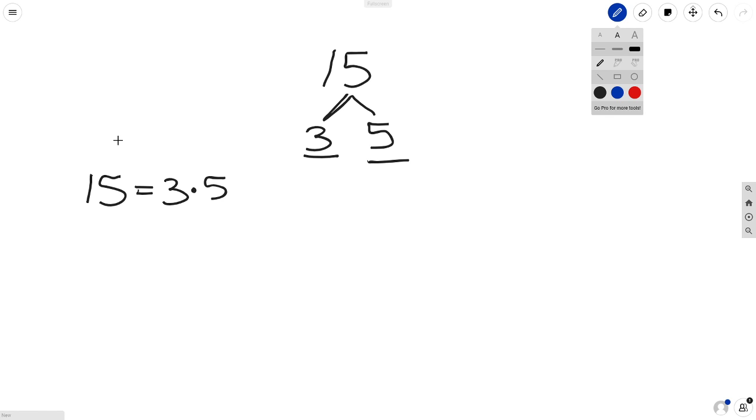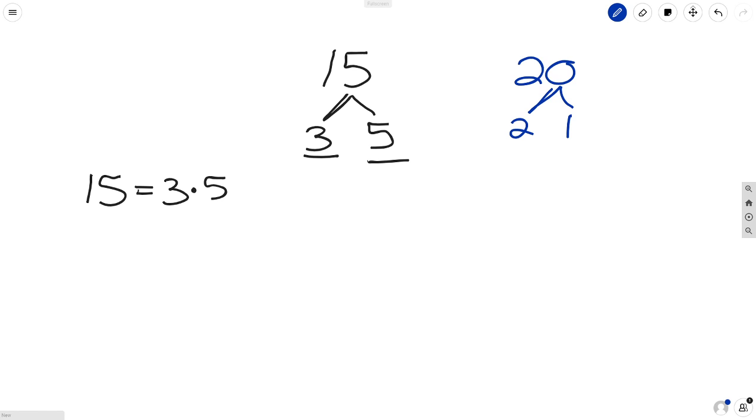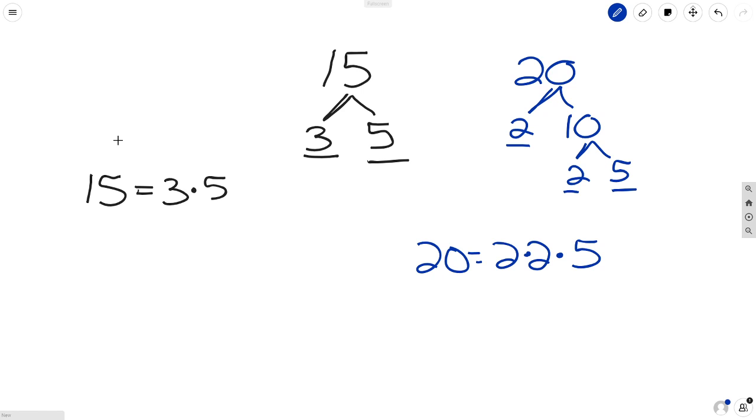Alright, what if we had 20? 20 is divisible by 2. And then 2 times 10 makes 20. 2 is prime. 10 is not. 10 is the same as 2 times 5. 2 is prime. 5 is prime. So 20 equals 2 times 2 times 5, or 2 squared times 5.